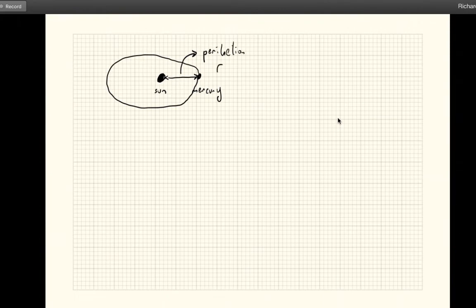R min, and then this longest distance of the ellipse, I call that the aphelion. Right, and that would be R max. Again, that's this distance here, just to be clear. Okay, and again, the perihelion is this shorter one here, right?